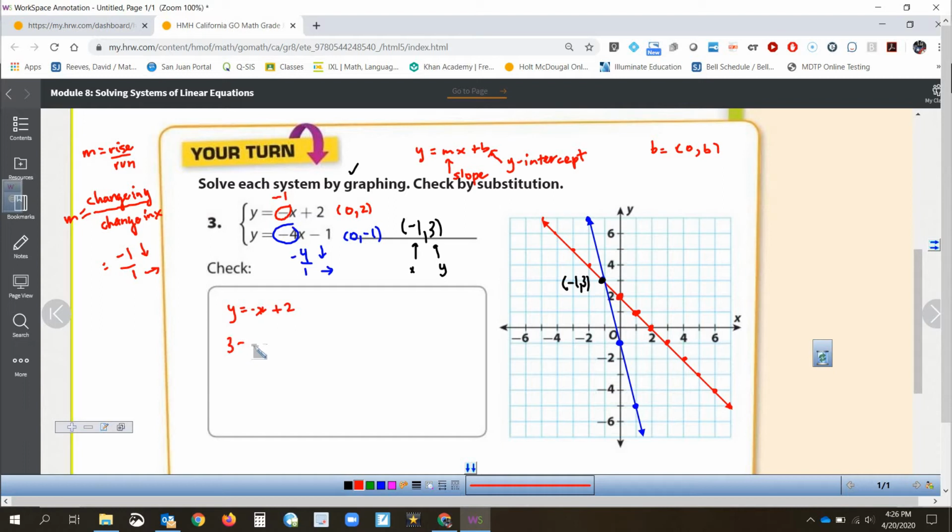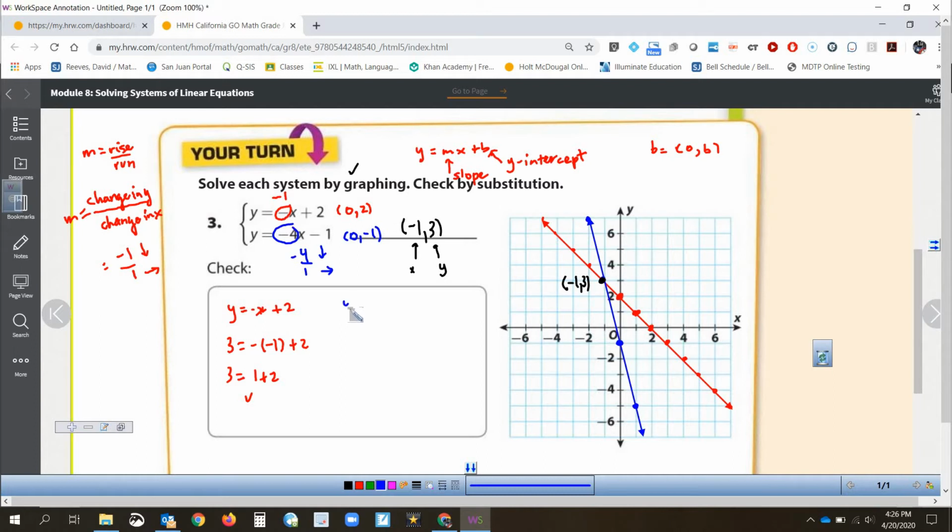So does 3 equal the opposite of, be careful, it's not the opposite of 1, it's the opposite of -1, plus 2. Well, what is the opposite of -1? A negative times a negative is a positive. Does 3 plus 1 equal 2? Yes. So that proves it makes the first equation true, but it has to make both equations true.